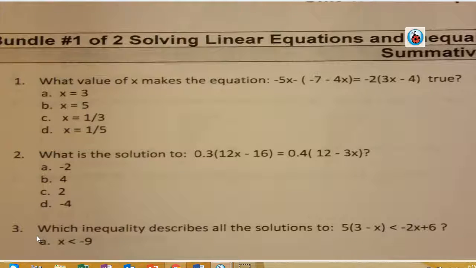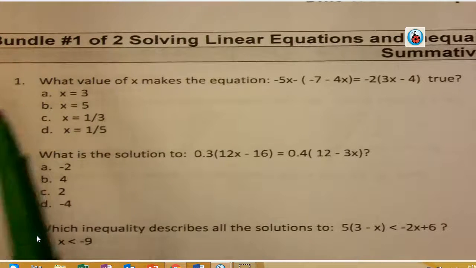Okay, so we are going to start the Algebra 1, Unit 4, Linear Equations and Inequalities review. This is the CA review. This packet is due on your next class, and let's start going through it step by step.